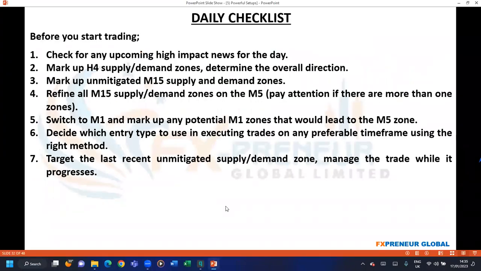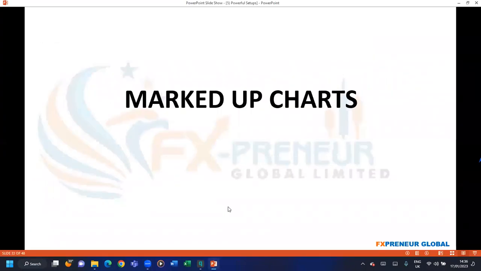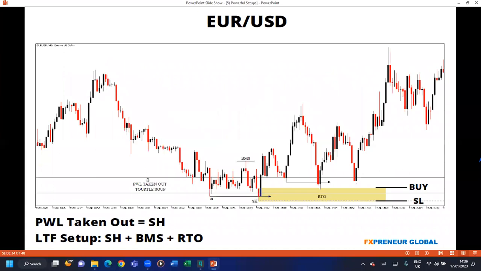Okay, back here, this is what we just took care of. Now, in rounding up, we're going to be looking at some trade setups, some marked up charts in a couple of minutes as we try to round up here. This is a chart of EURUSD. Let's look at what we have here.